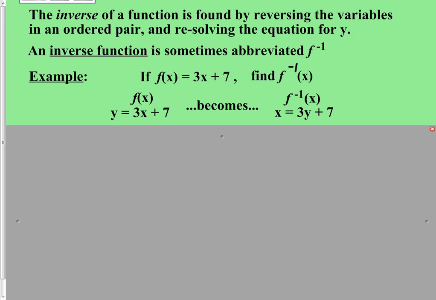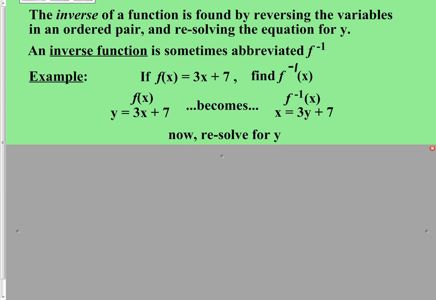Now what we do from here is take this new equation, x equals 3y plus 7, and re-solve it for y. So here's where we get back to our 5 steps for solving an equation. Remember my silly little saying, parents' complaints vary for everyone. We're going to walk through that trying to get y re-isolated. So x equals 3y plus 7. Parents' complaints vary for everyone.